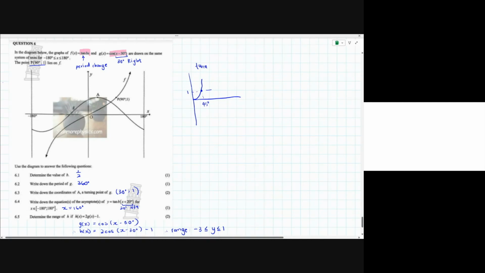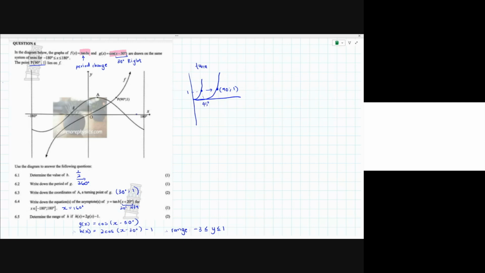If it shifts left or right, so like this one has, where it's now at (90, 1), this implies a period change. So rather than it being 45, it's stretched out to 90. Now that's double, okay? And so that means in 6.1, where it asks for the value of b, I know that my value is a half because my period is being stretched. It's no longer at 180, it's now at 360.